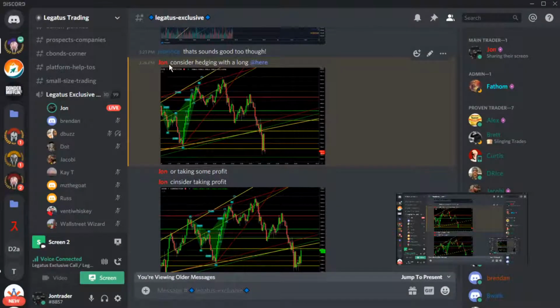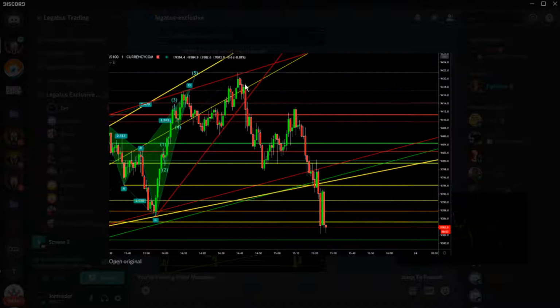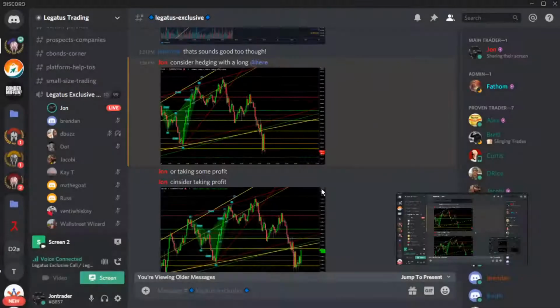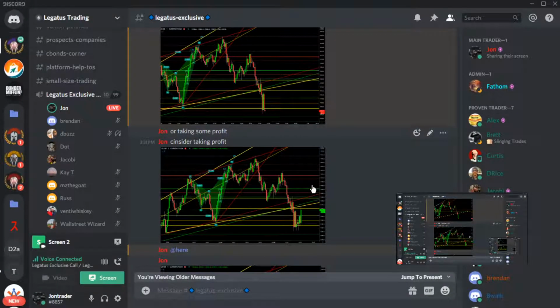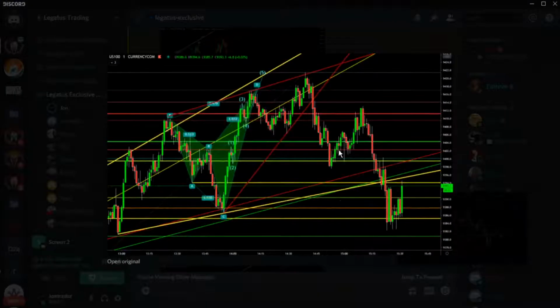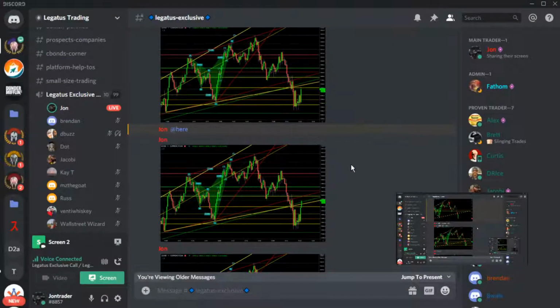And at this point, we consider hedging with a long. So what you're going to do is you actually keep that NASDAQ short. And what you do is you switch over to either another month or another security like the Russell 2000. You actually go long. So you maintain your core position short and you go long here at the same time to keep your entry.